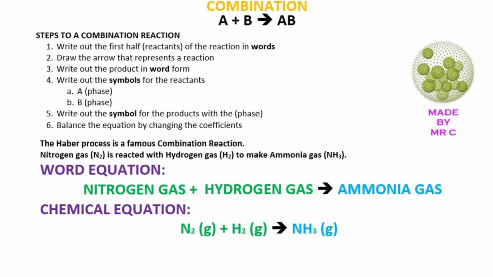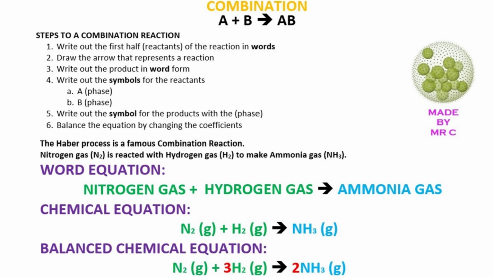Nitrogen gas is N2, and in brackets we write (g) for gas, plus H2 for hydrogen, and again in brackets, a lowercase g, which means it's a gas. Then the arrow to represent the reaction, and then ammonia is NH3, which again in brackets we have a lowercase g, because ammonia is created as a gas.